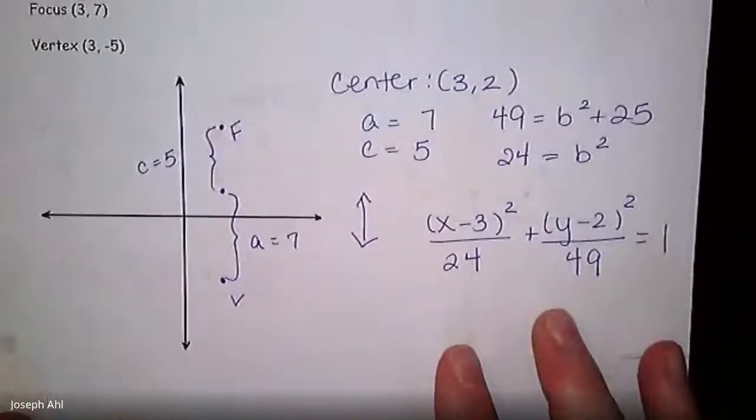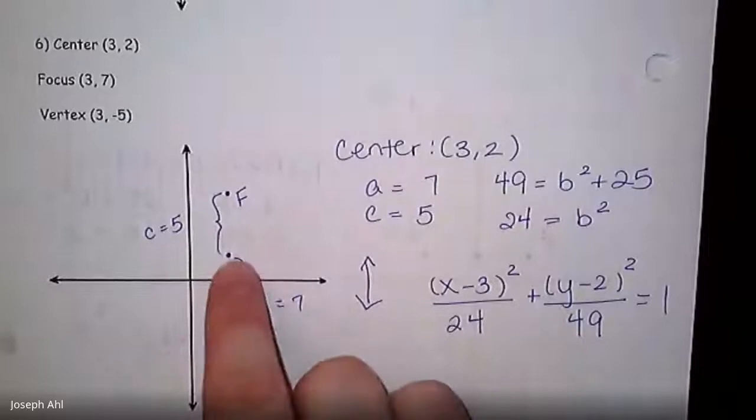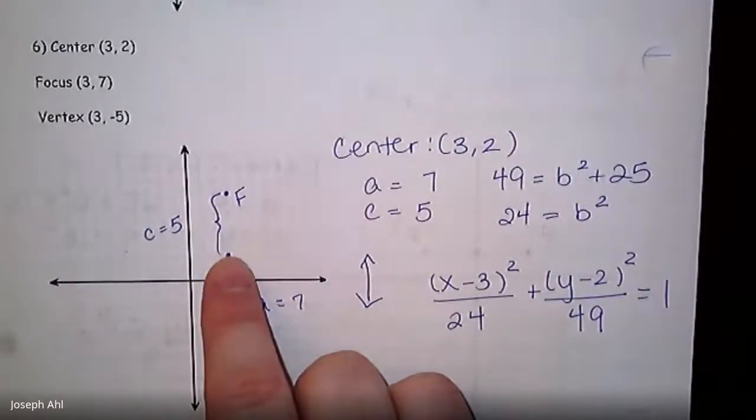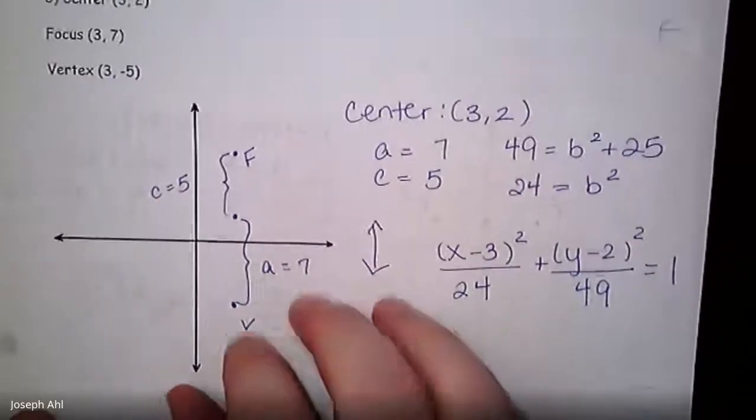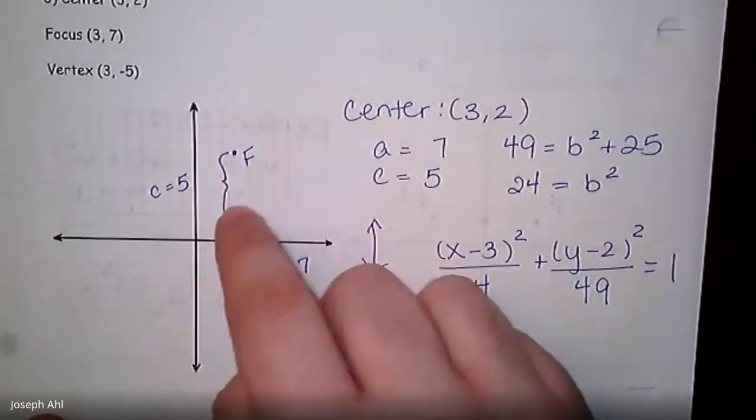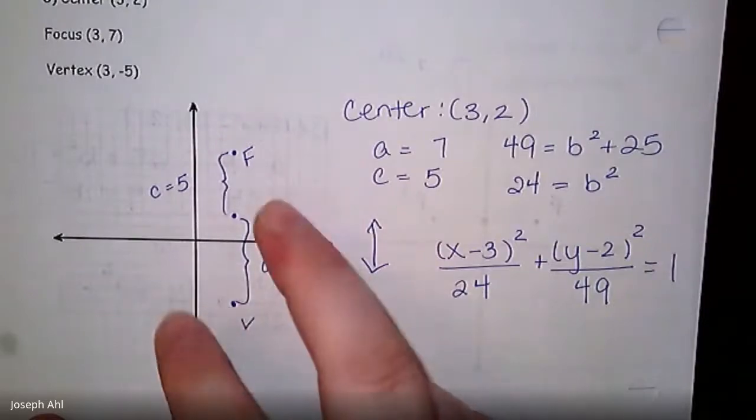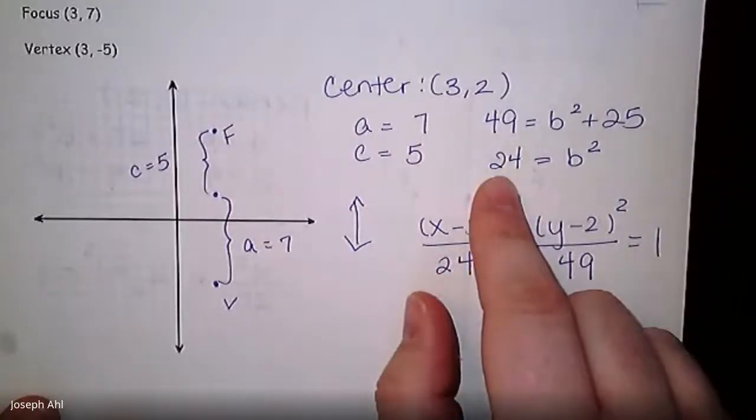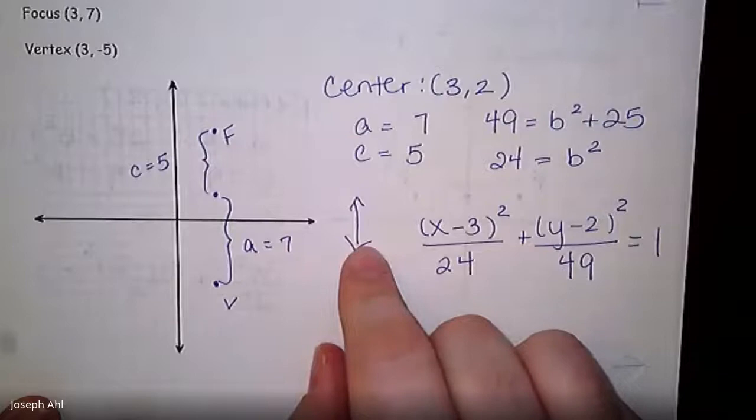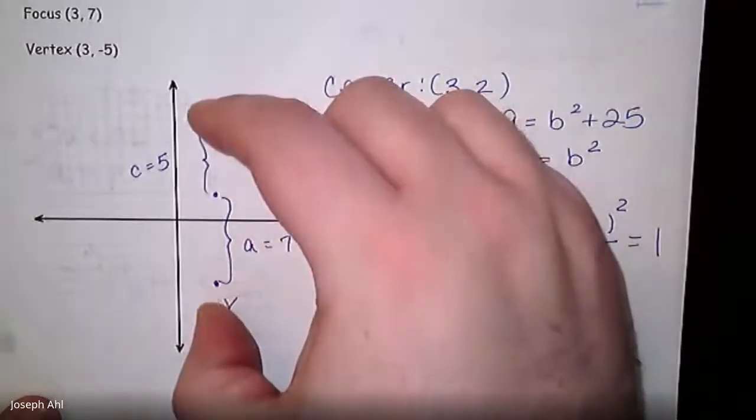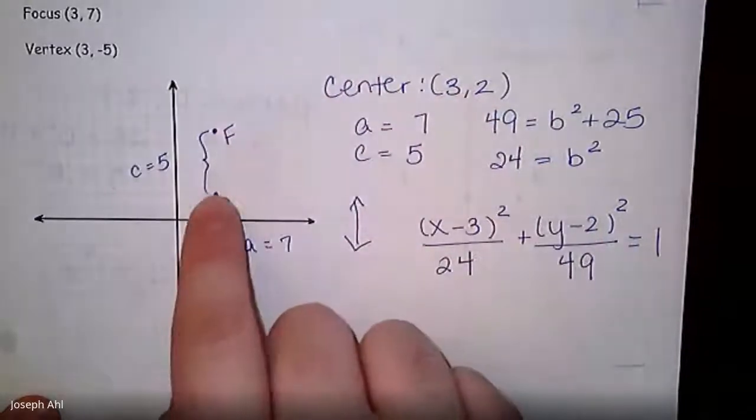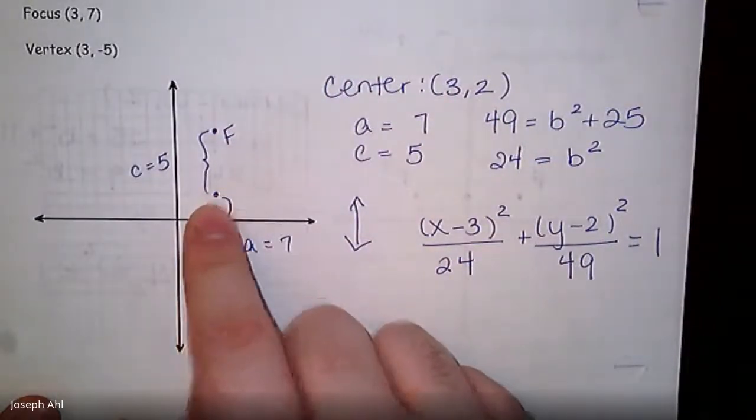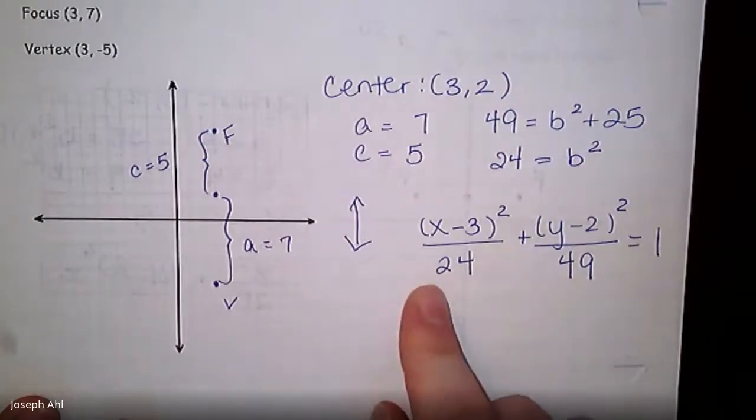And last but not least, number 6. We've got, in this case, the center was given to us. We know where one focus and one vertex are located. Okay, so this focus was 5 units above. This vertex was 7 units below. Those are the values of A and C, as you can see I've written in there. So I found B squared by using the Pythagorean relationship. The major axis for this one is vertical because the focus and vertex are located above and below that center coordinate. So just make sure when you write the equation this time, the bigger number is under the y's, the smaller number B squared should be under the x's. And that's pretty much it.